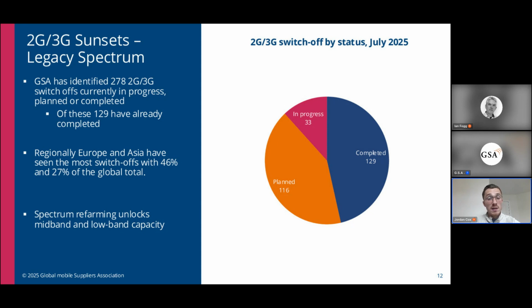In particular, the ability to reuse 900 megahertz or 1800 megahertz for 4G, or in some cases 5G, provides a major boost to both coverage and capacity without the need for new allocations. It also reduces operational complexity and cost, as operators can sunset legacy systems and focus their investment on more efficient, future-proof technologies. So whilst these switch-offs mark the end of an era, they're also an enabler for faster, more efficient and broader reaching mobile networks.